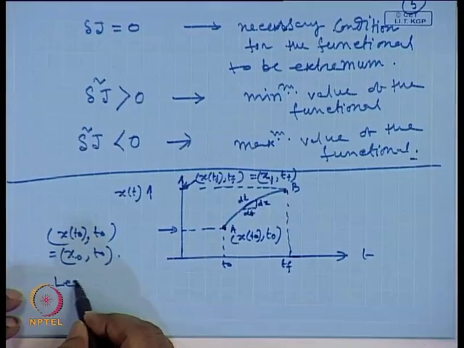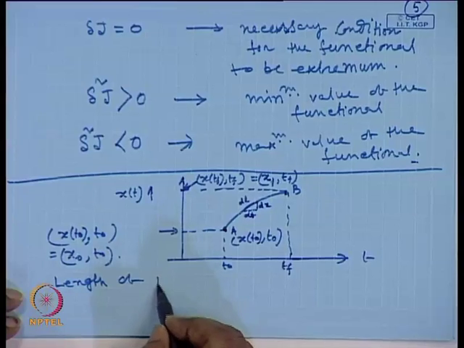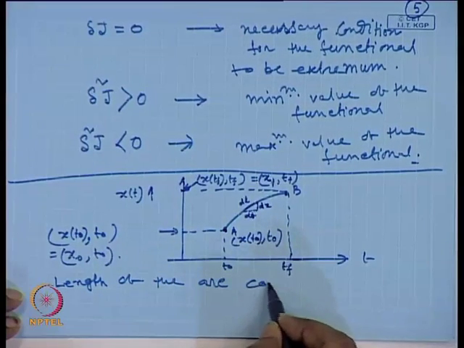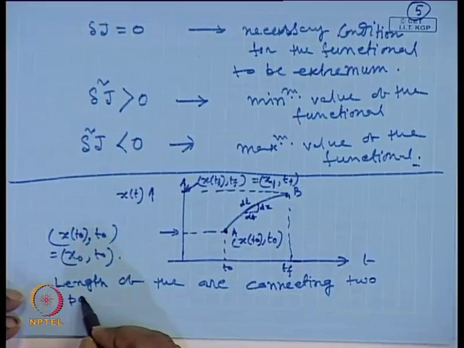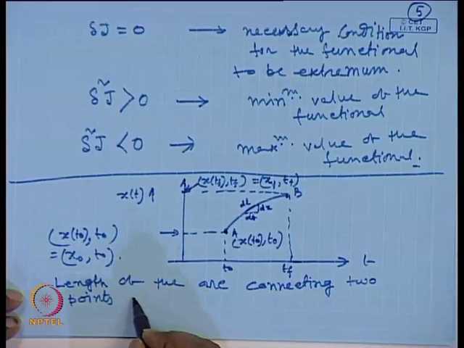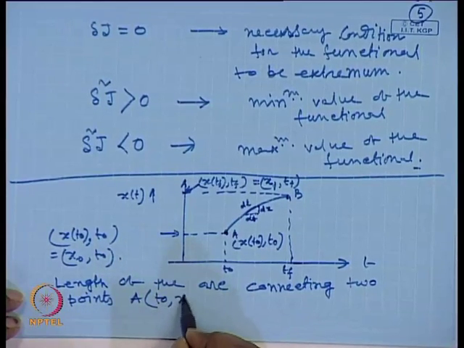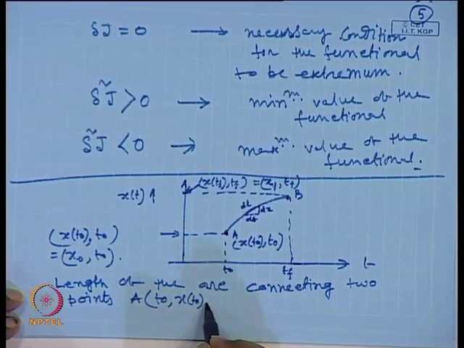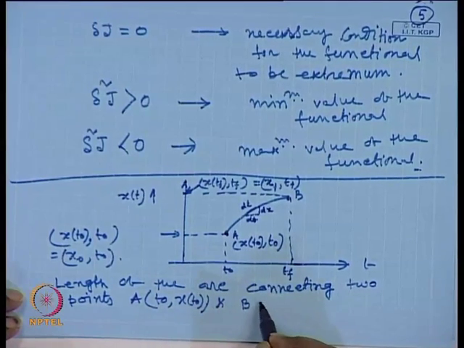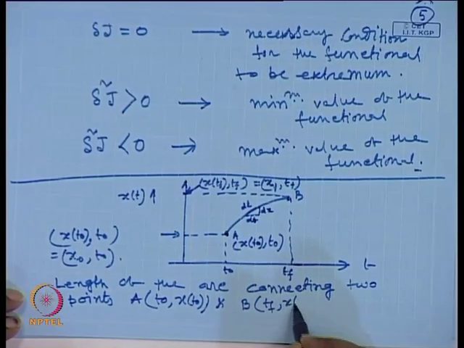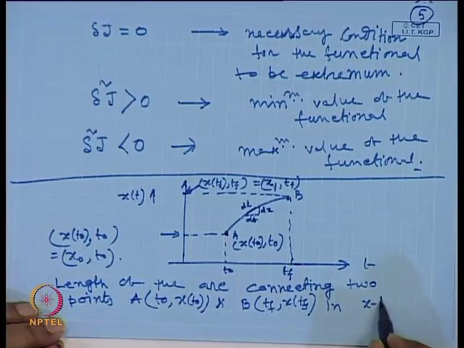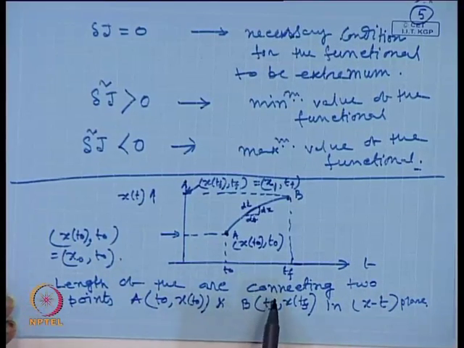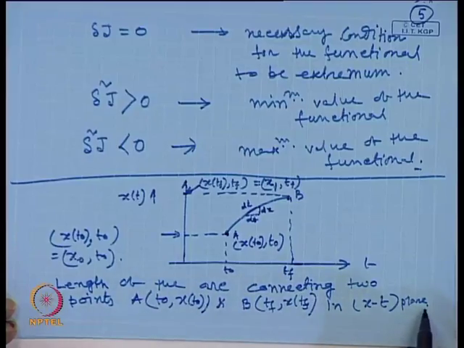Our problem is: find the length of the arc connecting two points A and B, whose coordinates are x of t0 and x of tf in the x-t plane. Find the length of the arc connecting these two points in the plane.